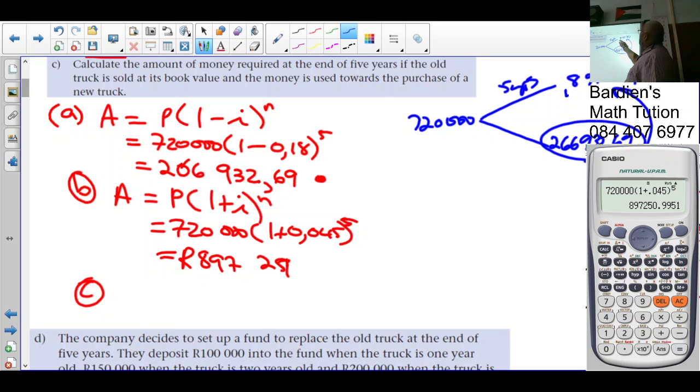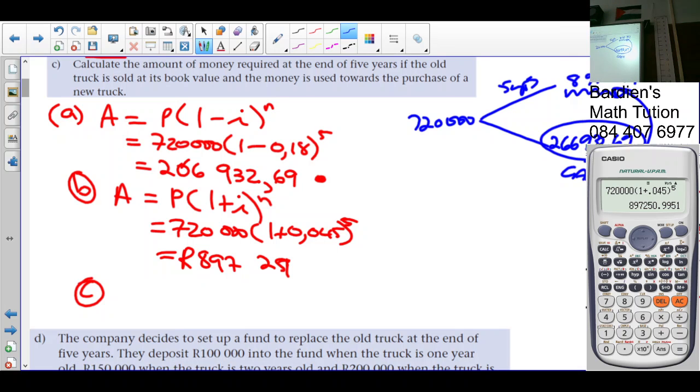So instead of paying 897,251, they're going to pay 266,932 rand and 69 cents less than that price. Why? Because this is the cash price they're coming in with. Or your deposit amount. Make sense? This is what we call your shortfall. Okay, what is needed. Okay, you guys understand?